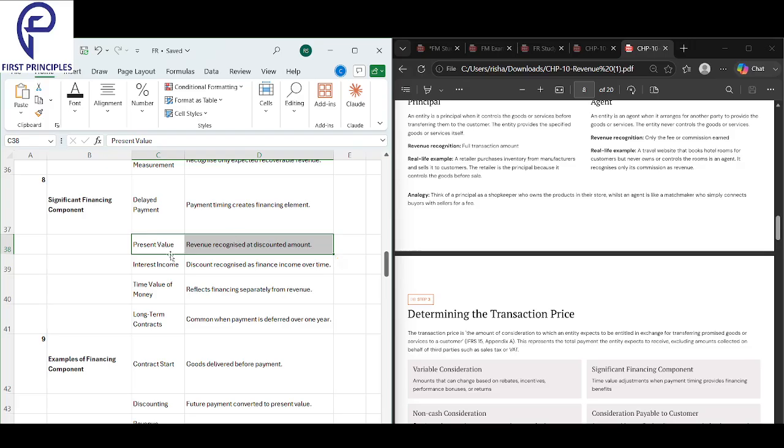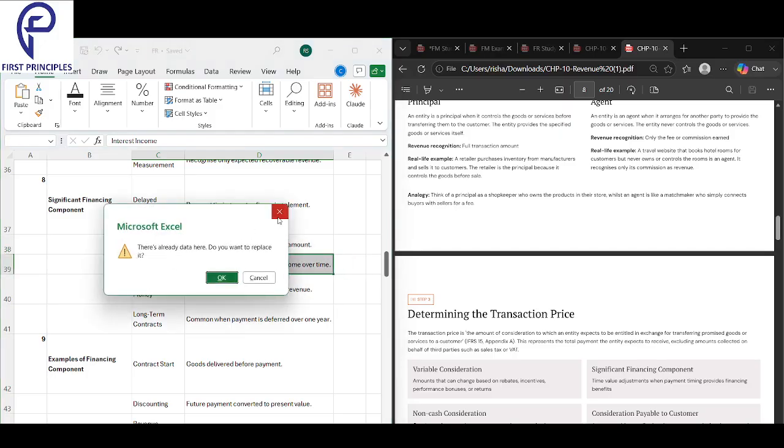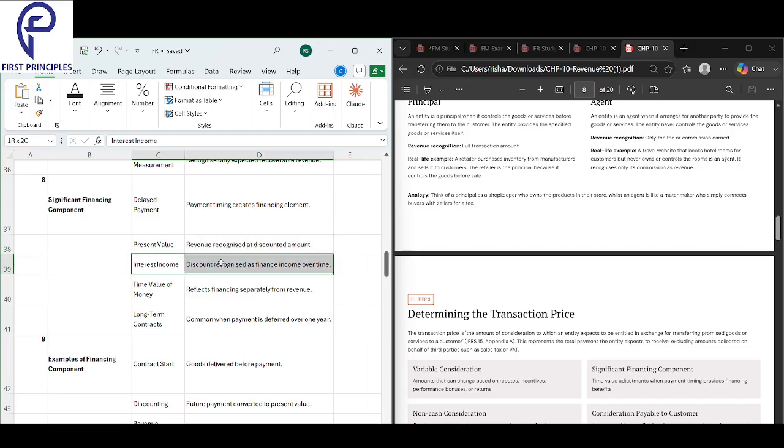Second, recognize the finance income over time. If this is the case, what you also have to do is record the finance income, like if you see EMIs work on this, right? There's a lot of financing component in between. So if you buy something on EMI, they are earning not only from the sales, they are also earning from the interest income on that, right? The discount is received as finance income over time.